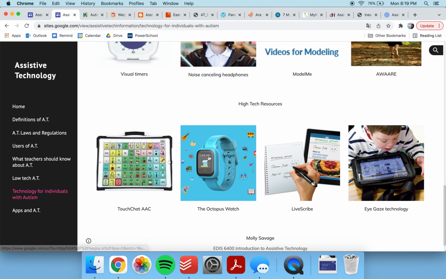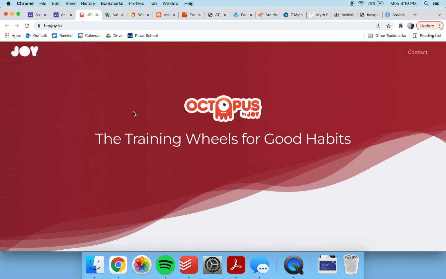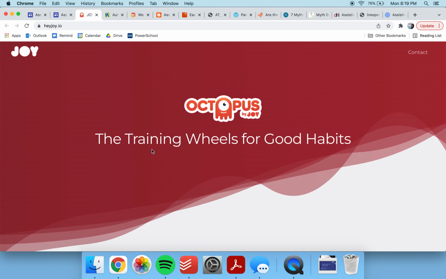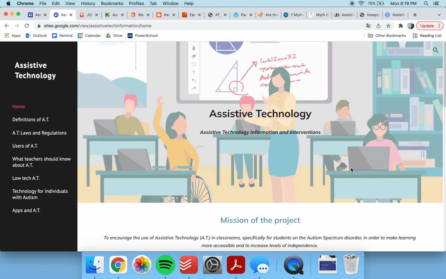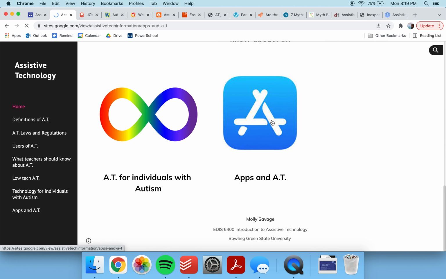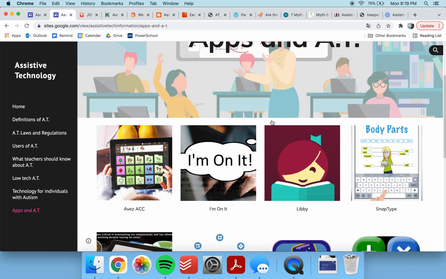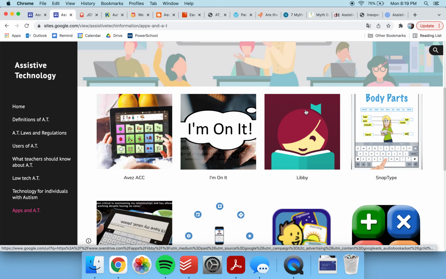I really like this octopus watch that kids can wear, and it gives them reminders about different tasks and scheduling, and just really helps promote independence. And then finally, I ended with apps and assistive tech. Tried to focus on things that would be the most helpful in the classroom. This is a free AAC app.